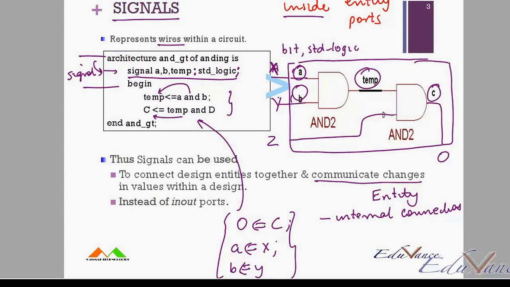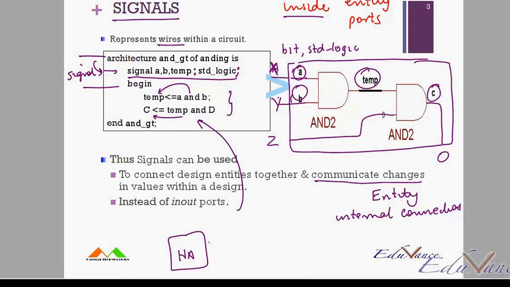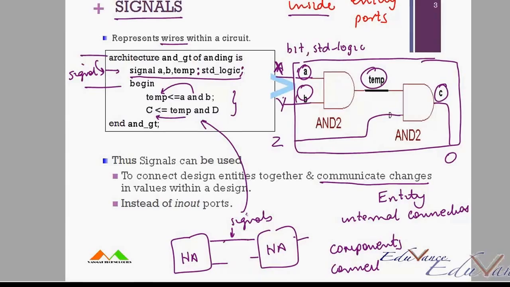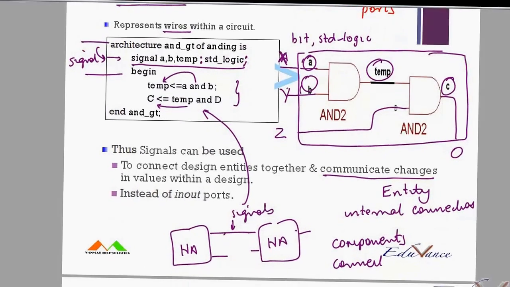You can also use signals to connect larger designs. So for example, if I have a half adder and if I would like to connect it to another half adder, I can specify these half adders as components, and I can connect these components using signals. So I hope that this basic introduction on signals is clear, because we will be using these signals very often.